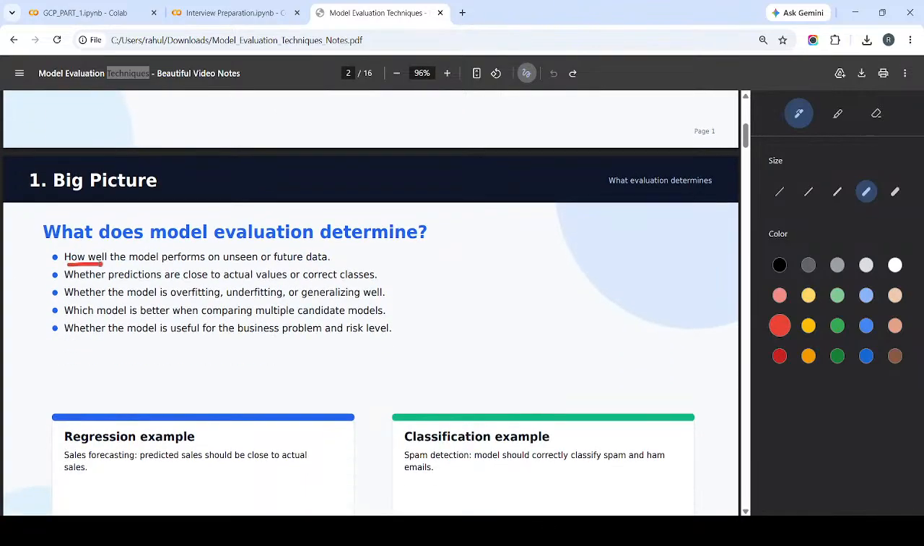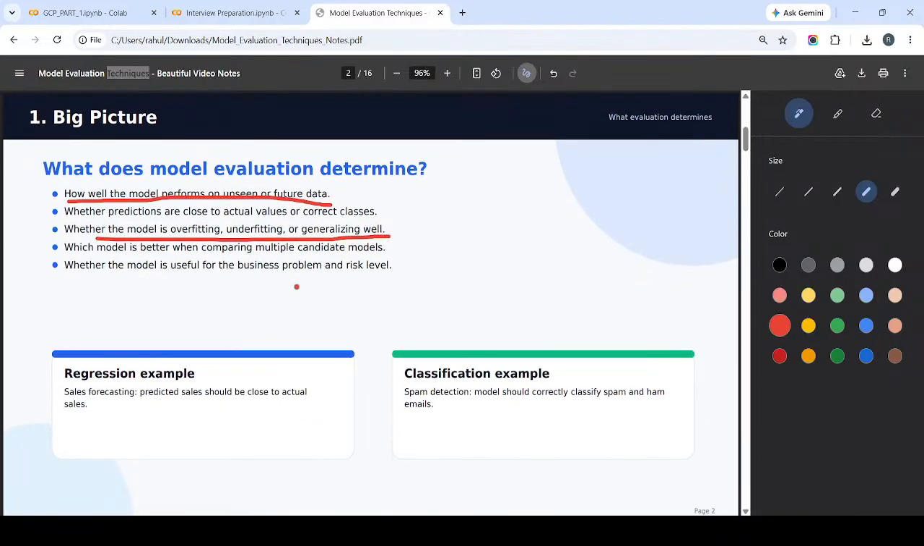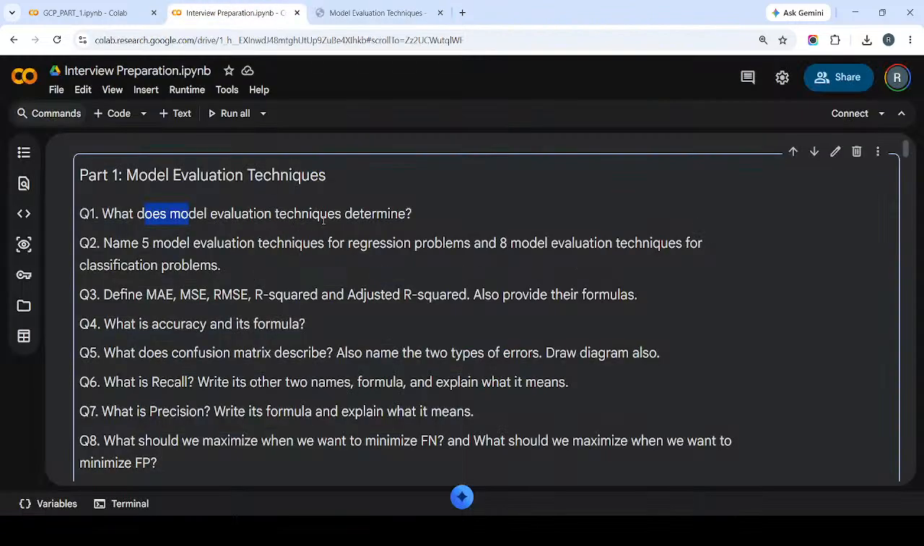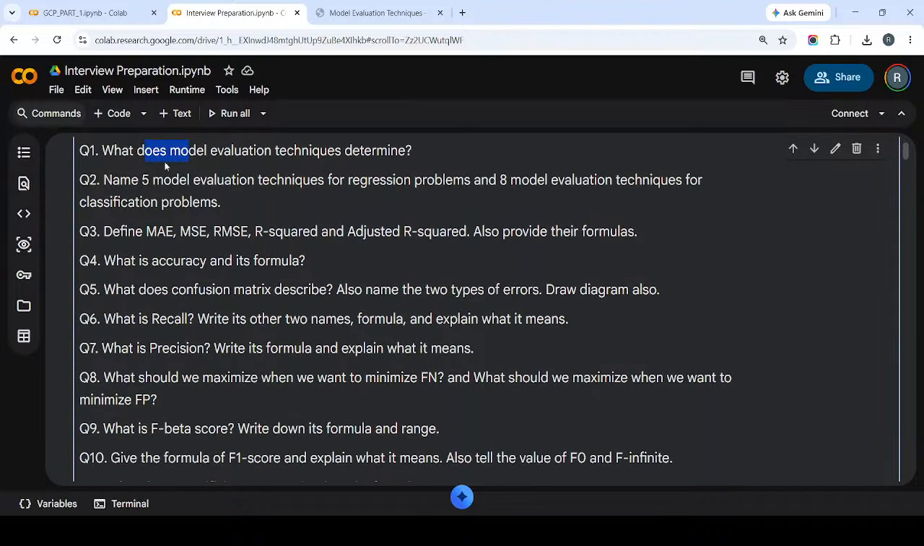Here you can see: how well the model performs on unseen data or future data, and whether the model is overfitting, underfitting, or generalizing well. These are all different ways to write the same thing, but the main point is that they are used to determine how our model is performing. Now comes the next question.